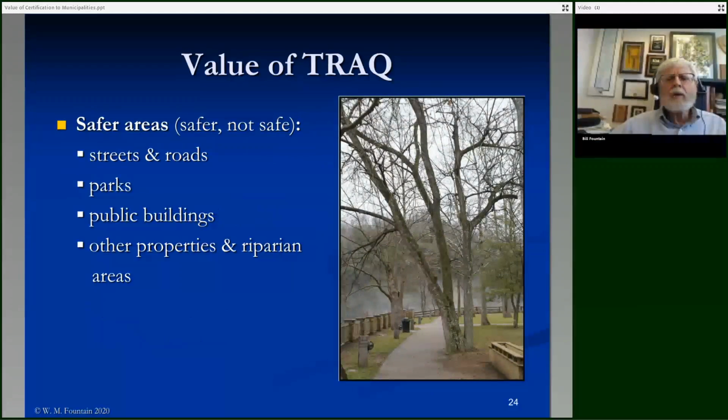So we value TRAQ by providing for safer areas. Now notice the word that I used is safer. It's not safe. There is some level of risk in everything. There's risk in walking down the roads. I personally like to ride a bicycle into work every morning on nice days, and that is one of the most hazardous ways of transportation because you have no crash protection against an automobile. And motorcycles are equally fun, but also equally dangerous on the roads.